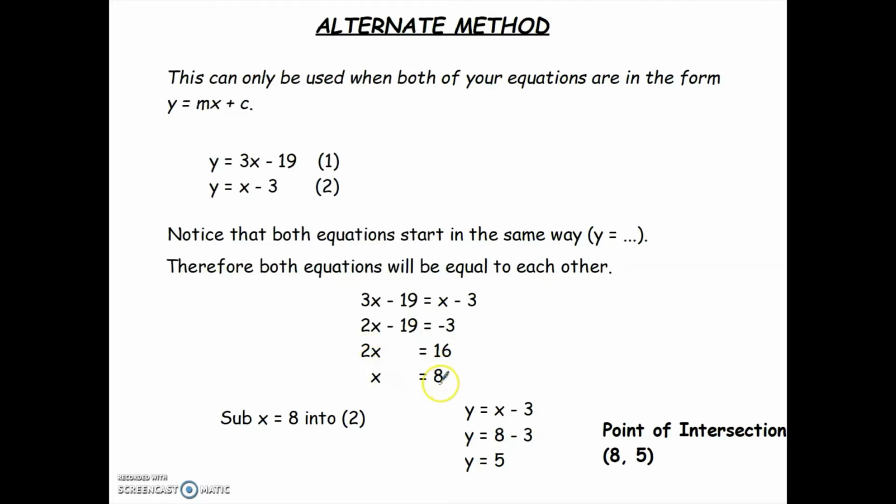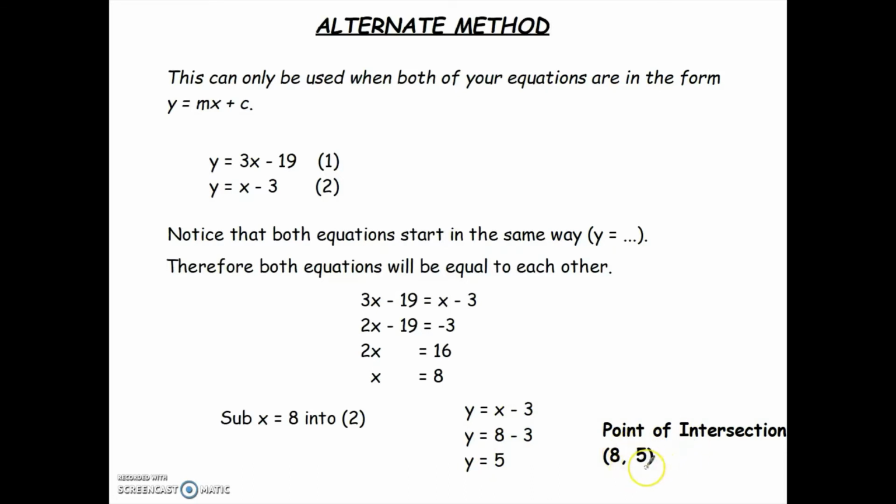But again, this is only one of the solutions, you need a second, so you can substitute x equals 8 into one of your equations. I'm going to go for 2 just because it's the easiest one. So y equals x subtract 3, y equals 8 take away 3, y equals 5, giving you the point of intersection 8, 5.